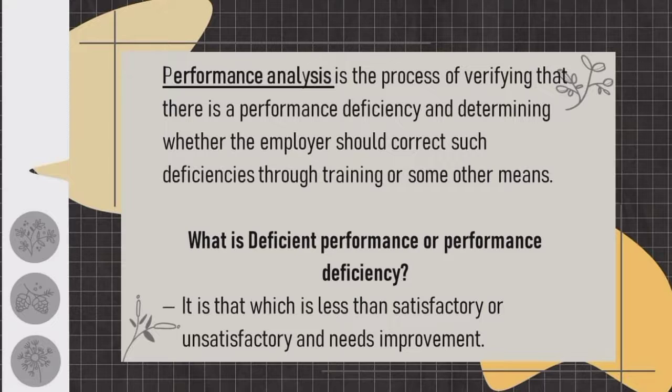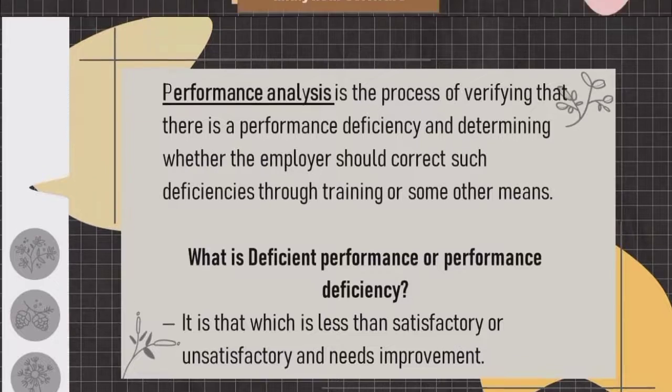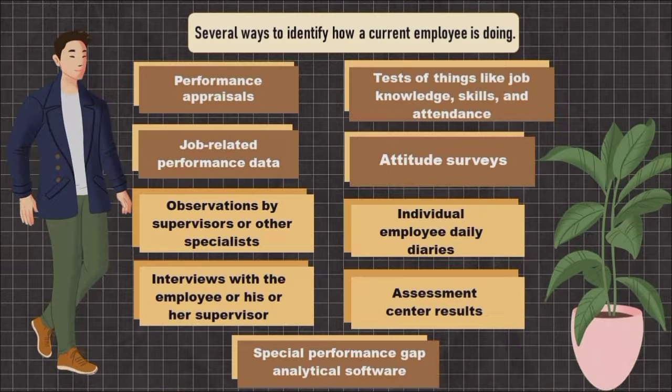So, in performance analysis, there's the word deficient performance. So, what is deficient performance or performance deficiency? It is that which is less than satisfactory or unsatisfactory and a performance that needs improvement. So here's several ways to identify how a current employee is doing.